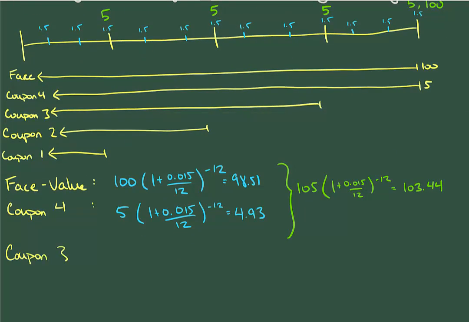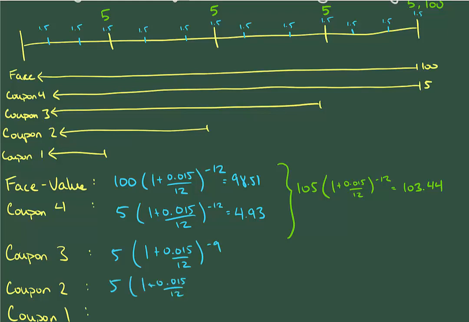You get the same answer. Now for coupons 3, 2, and 1, we still have to compute their present values, but the number of months that we need to use for each is different. So for example, we need to use 9 months for coupon 3, 6 months for coupon 2, and 3 months for coupon 1. All right, it's time for a quick concept check.